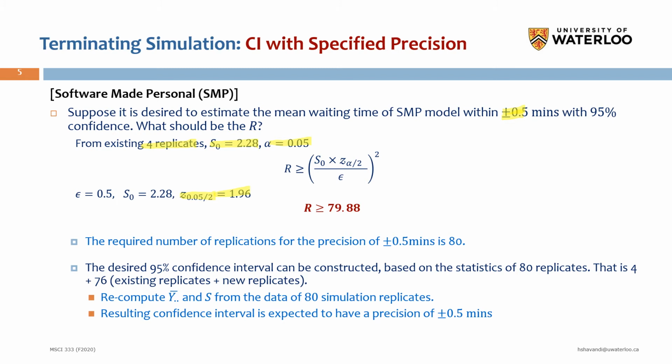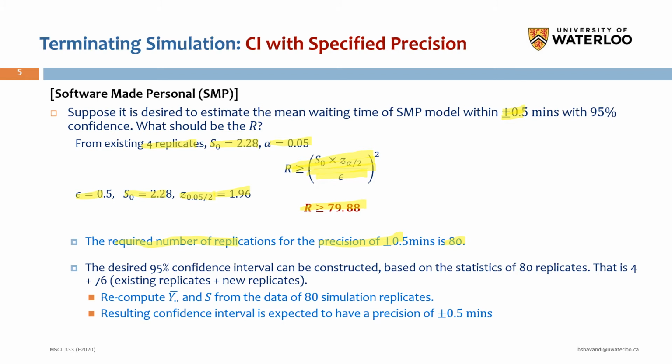Okay, so by having these numbers, we can easily calculate R by this inequality, and it should be greater than or equal to 79.88, which is 80. So here we'll conclude that the required number of replications in order to have the precision of plus minus 0.5 minutes is 80.